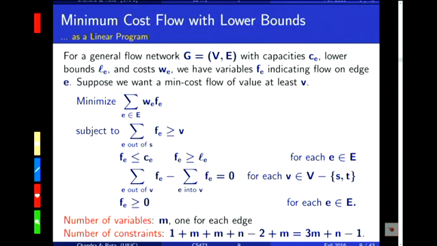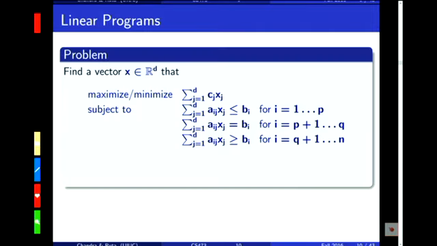Now the number of constraints has increased because you have this extra upper bound constraint, and the requirement that the flow out of S is at least V. So you have plus m and plus 1 here. Anyway, in general, a linear program is defined by a linear objective function which you either want to maximize or minimize, and a linear set of constraints, equality, inequality, whatever. Here xj's are variables and the rest are all constants. So Cj is a constant, Aij's are constants, and Bi's are constants.